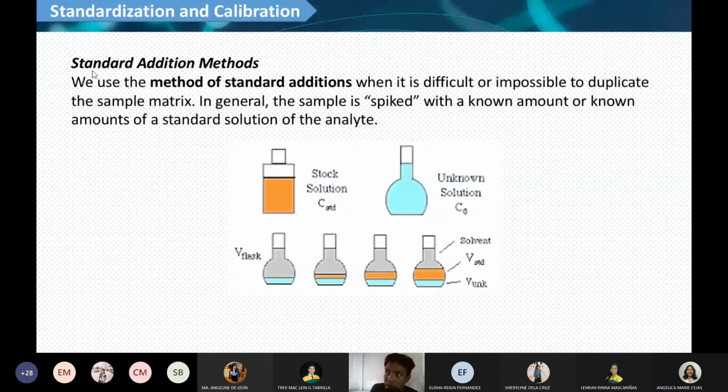Spike means you add a known concentration. That means the instrument reading will increase because you added a known concentration. So, spike, the reading increases. Okay? So, for example, we have this solution here.